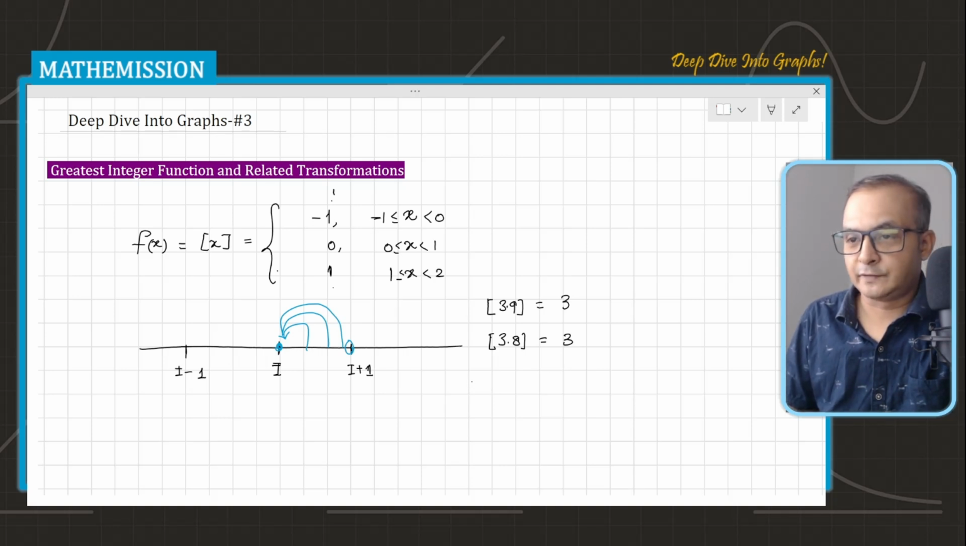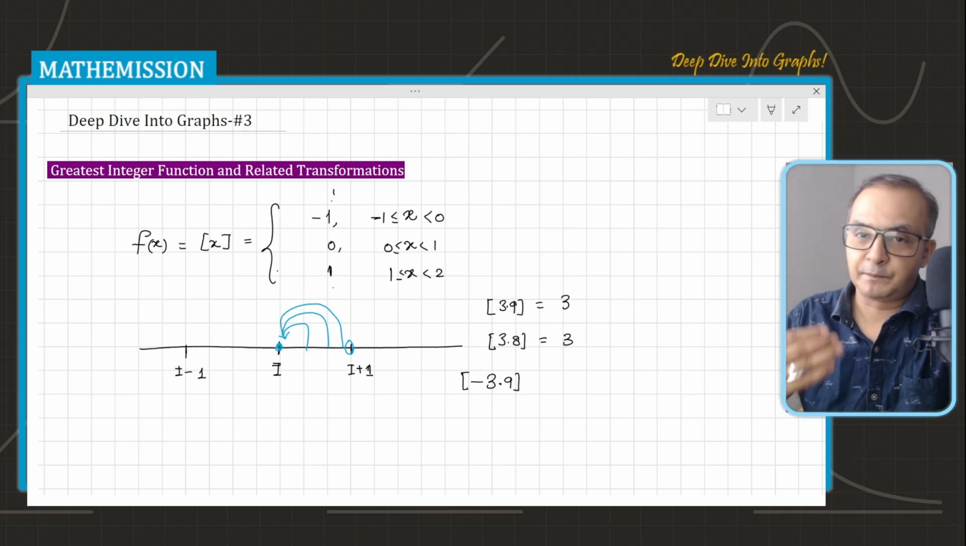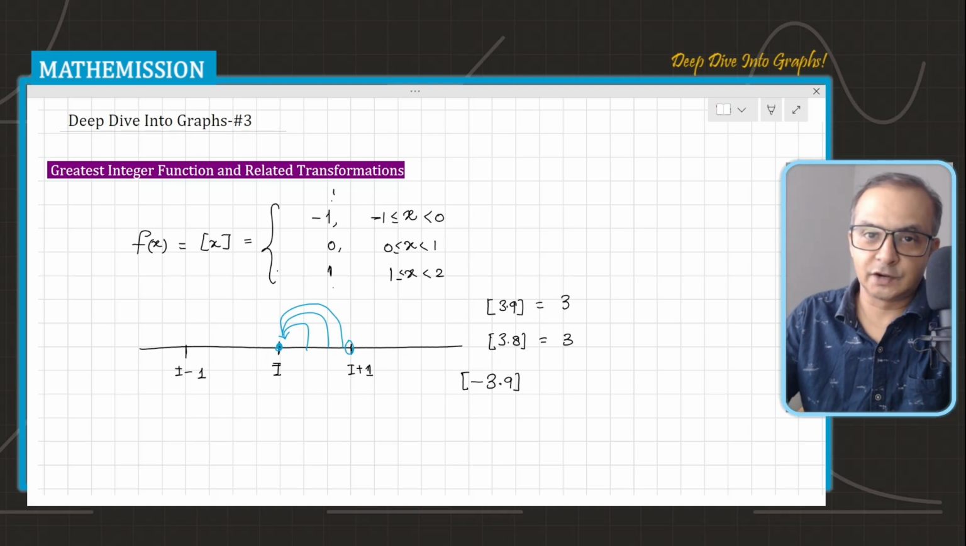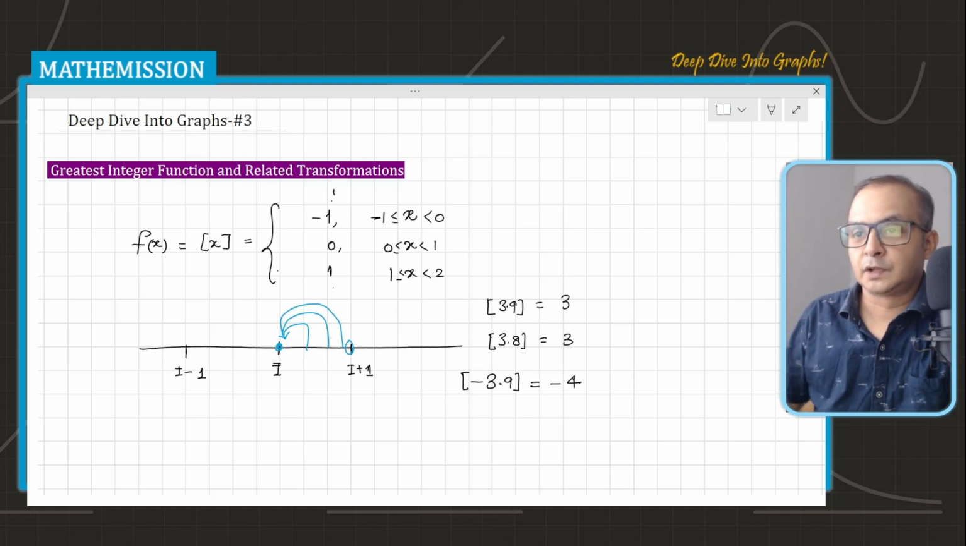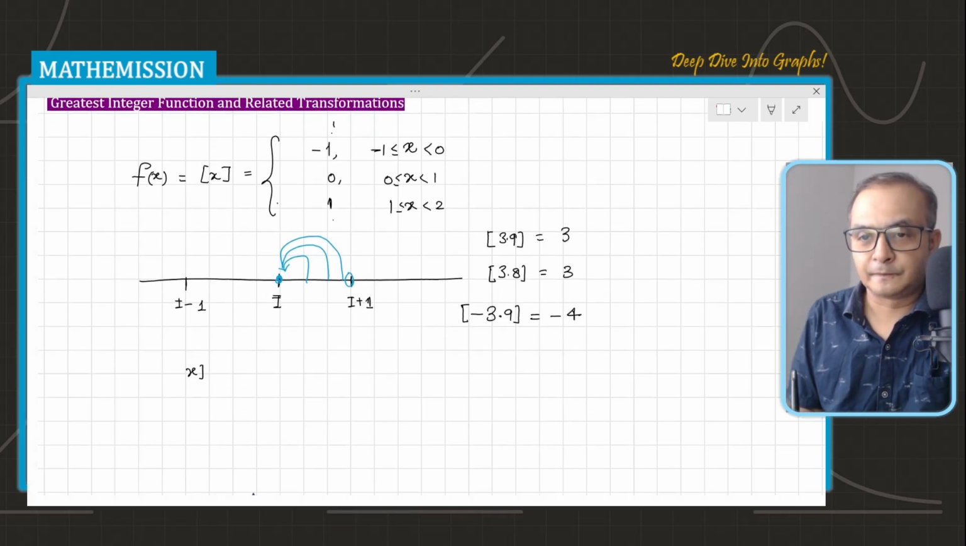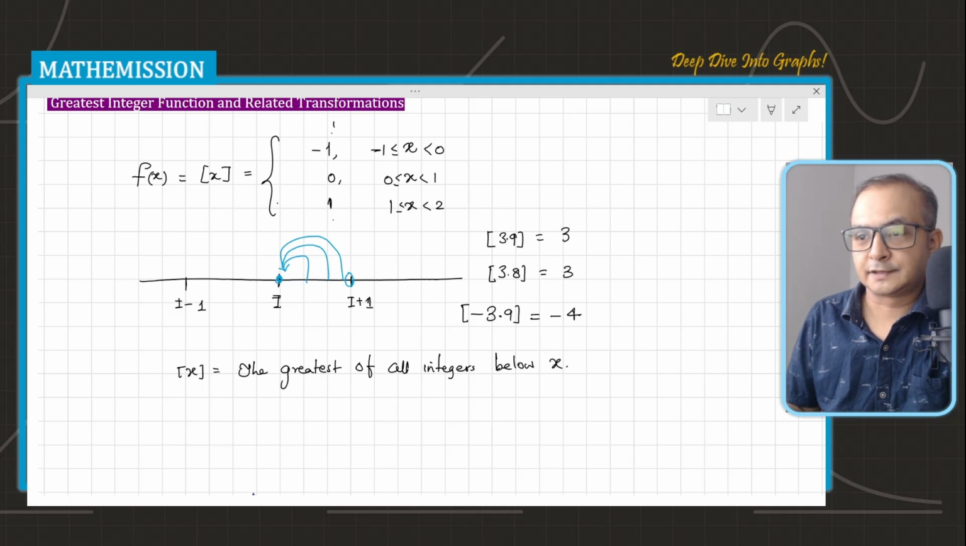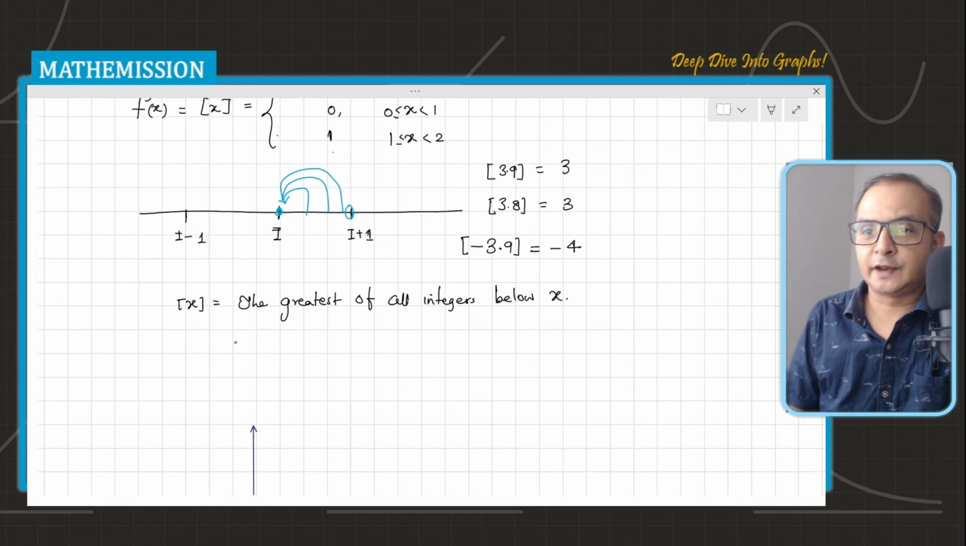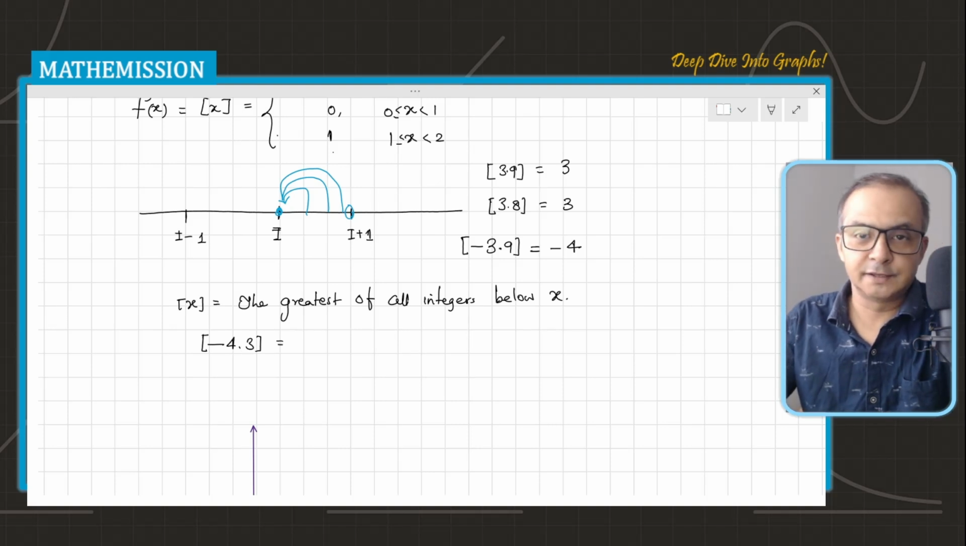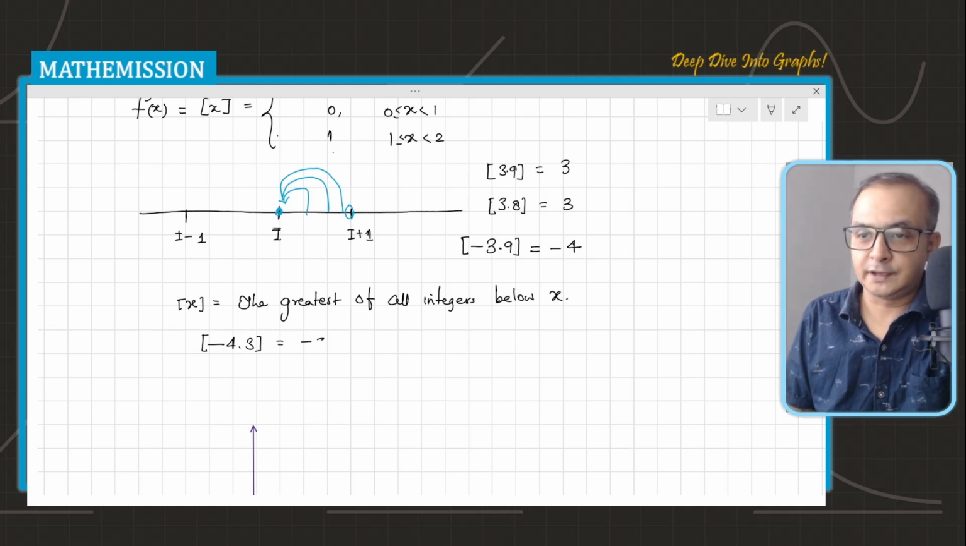On the negative side also, suppose I have minus 3.9. Below minus 3.9, we have plenty of integers. Among those plenty of integers, which is the greatest one? That is minus 4. So we can say in words, the greatest integer is the greatest of all the integers below x. That's it. And this is actually making sense because when I'm taking, let's say, minus 4.3, below minus 4.3 I have plenty of integers. Among them, minus 5 is the greatest one. And so the value of the greatest integer of minus 4.3 is minus 5.